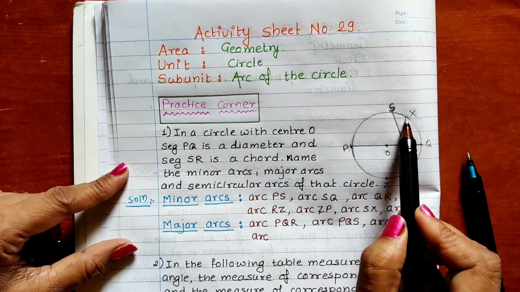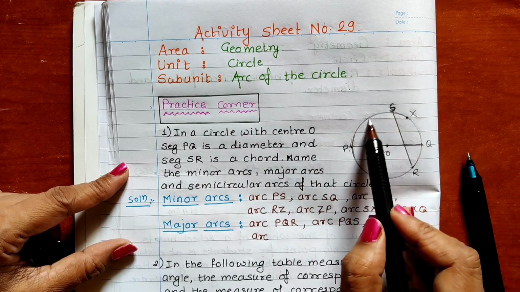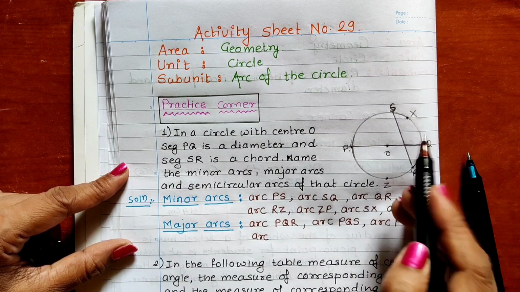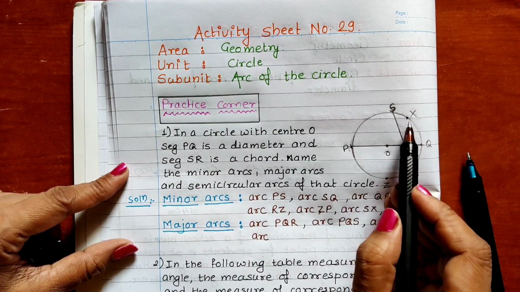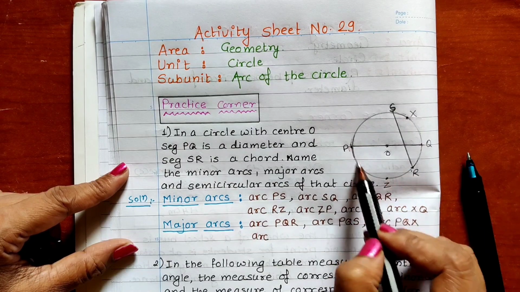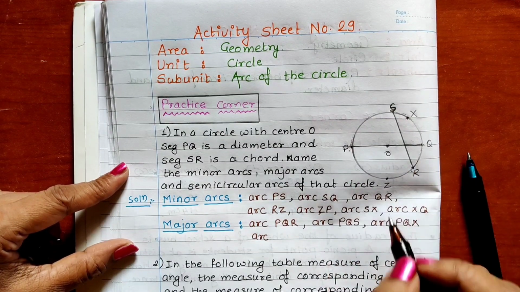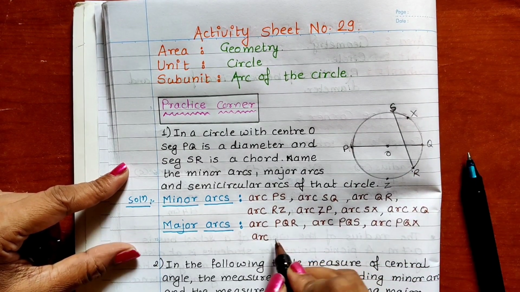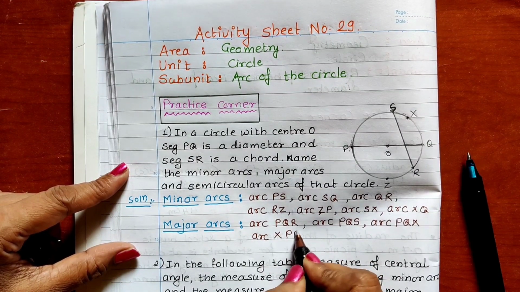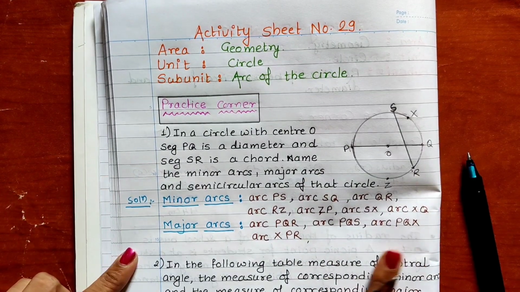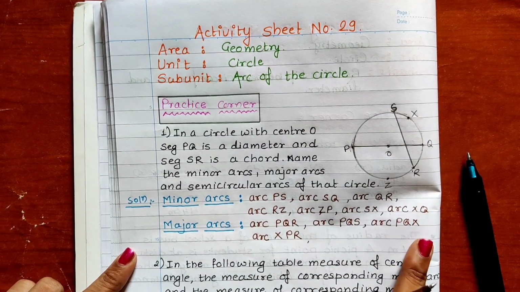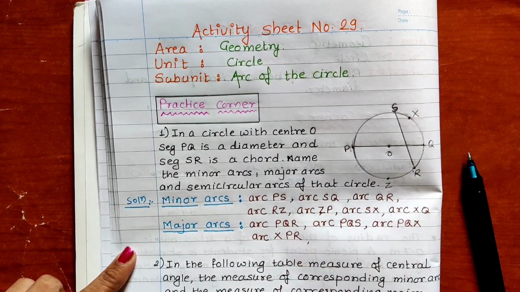I can start from X, then X, S, P, R, like this. So you select 2 endpoints X and R and then write any one middle point so that it will be the major arc. So as many arcs as you can see, you can write their names. I have written 4 names: arc PQR, arc PQS, arc PQX, arc XPR, in this way.